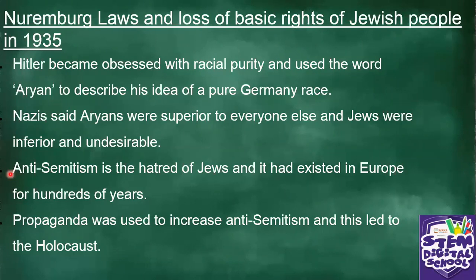Anti-Semitism is the hatred of Jews, and it had existed in Europe for hundreds of years. So it did not start in Germany only. It had existed before in Europe. This hatred of Jews is called anti-Semitism. Propaganda was used to increase anti-Semitism, and this led to the Holocaust. Oh, it was very bad. So they were using propaganda now.